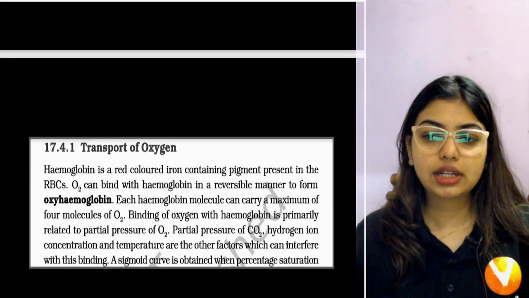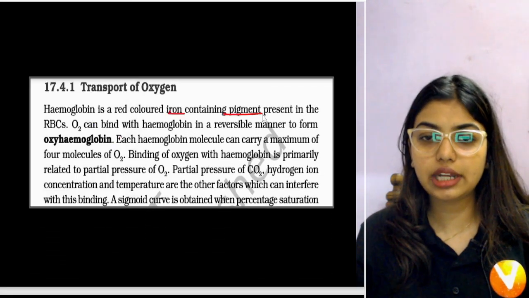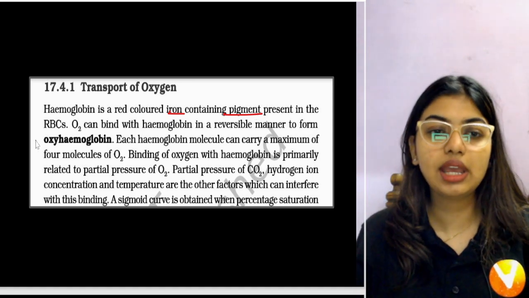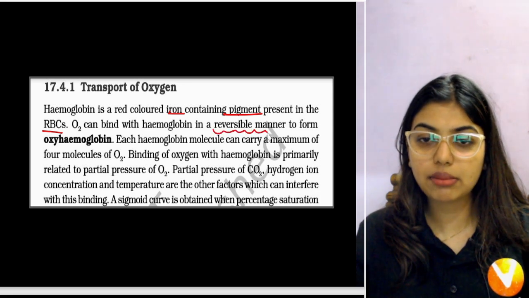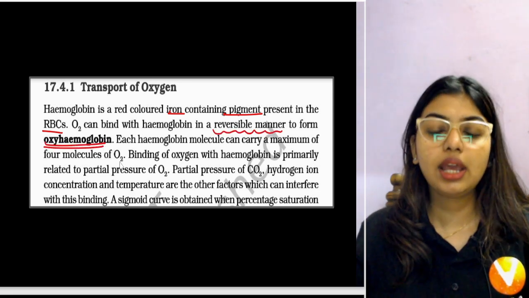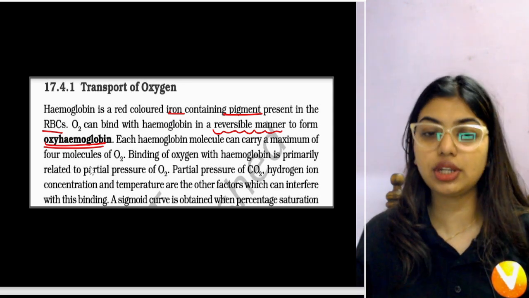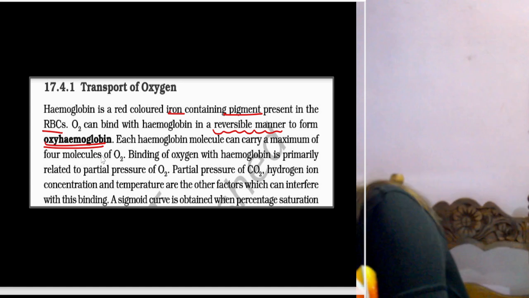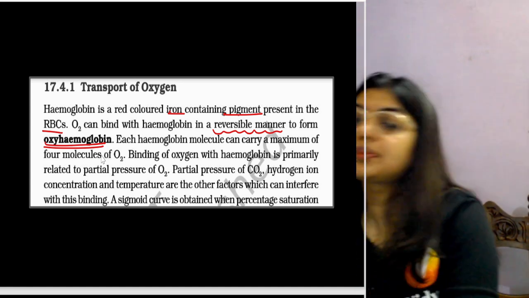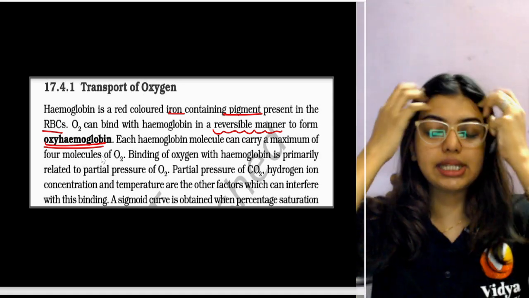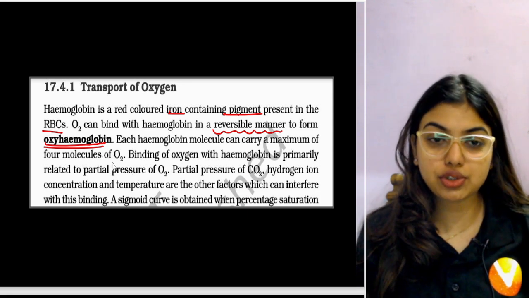Now see here, transport of oxygen. Hemoglobin is a red colored iron containing pigment. I told you the heme group has Fe ions, present in RBCs. O2 can bind with hemoglobin in a reversible manner to form oxyhemoglobin. Each hemoglobin molecule can carry a maximum of 4 molecules of oxygen. Oh my god, I'm so sorry. Please excuse me, students.